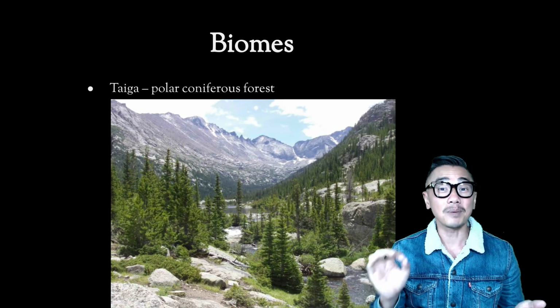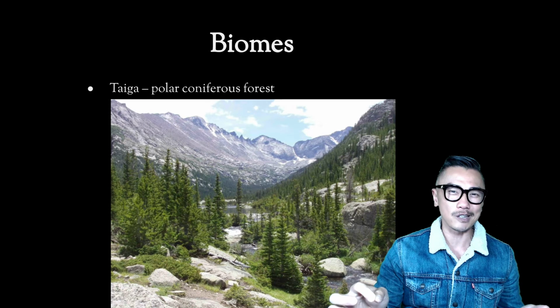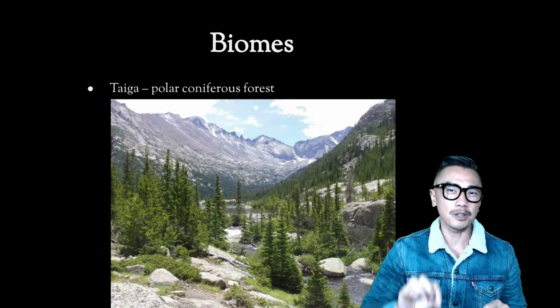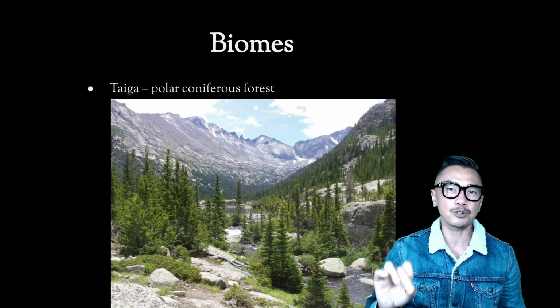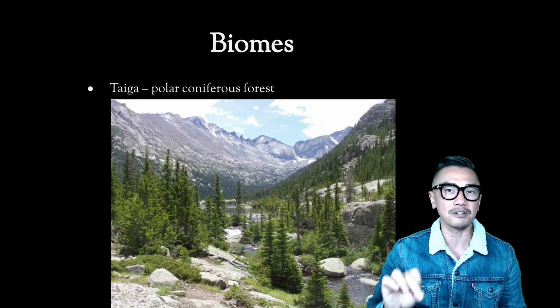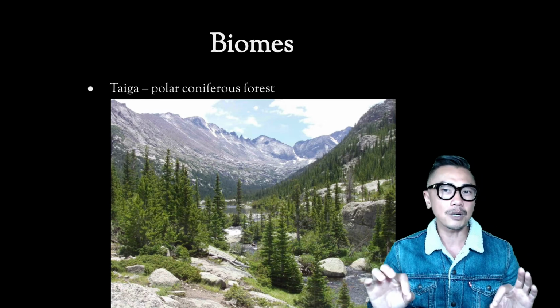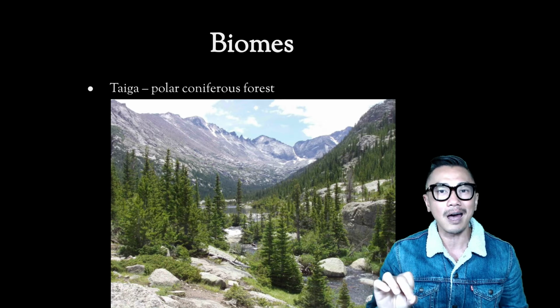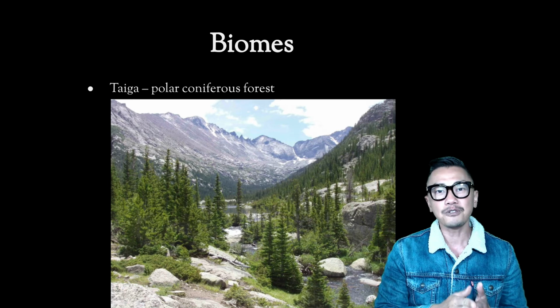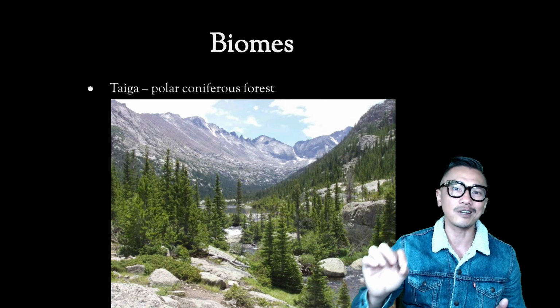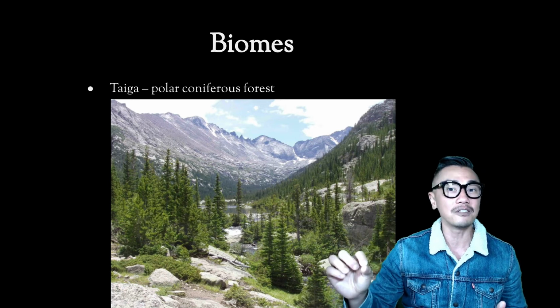Taiga is the name given to polar coniferous forests. Polar refers to their locations near the poles, and coniferous refers to the trees producing cones instead of flowers. Cone-bearing pine trees are better adapted to living in very cold weather. That's why you find pine trees in higher latitudes and higher elevations.